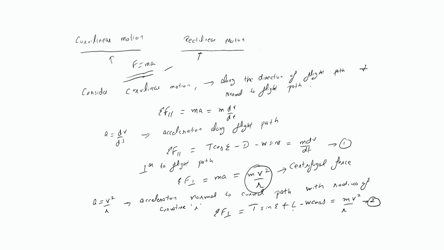Alright, so now we have these two equations. Summation of parallel forces: T cos epsilon minus D minus W sine gamma equals m dv upon dt, and the summation of perpendicular forces: T sine epsilon plus L minus W cos gamma equals mv square upon r. Now these are equations 1 and 2, the equations of motion.